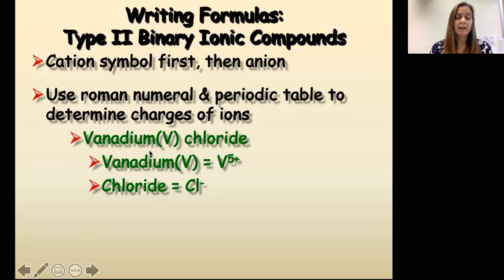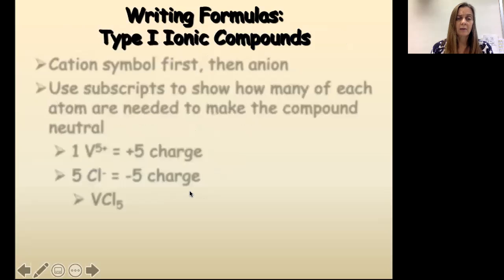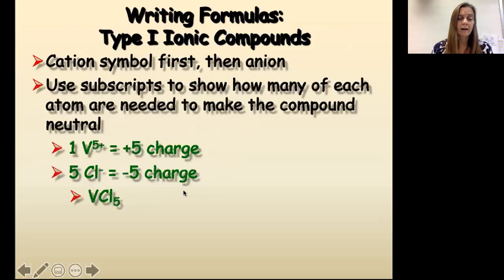So if we're given vanadium 5 chloride, we know that vanadium 5 must be a +5 ion. We look at the periodic table and we see that chloride is a -1 ion. So that means that I'm going to need 5 chloride ions to go with my 1 vanadium ion. And so I'm going to write VCl5. And we're using that subscript to show that we have 5 chloride ions to balance that +5 charge from the vanadium 5.